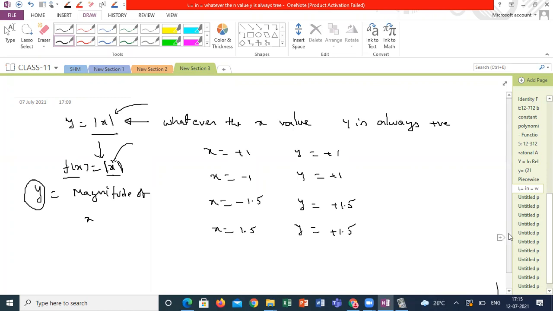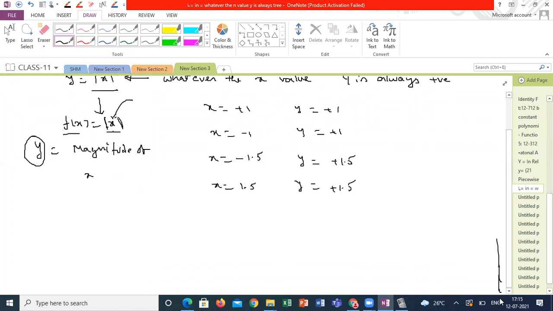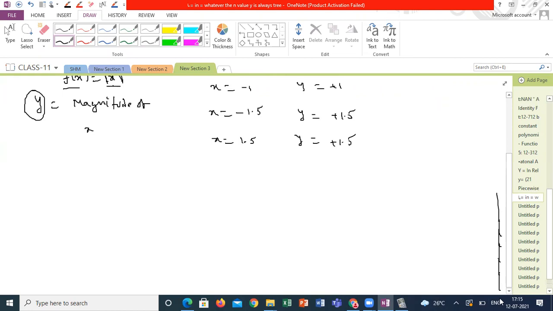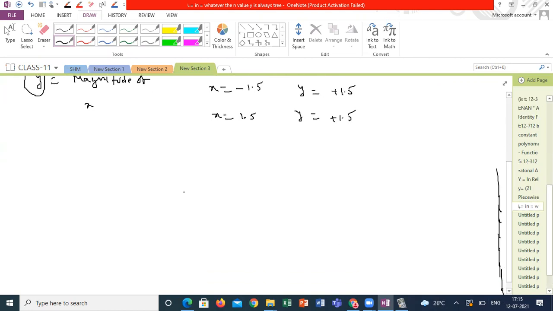Actually, how is this function defined? Mod x is a symbol with which we define this function as a single statement. Actually, if I split mod x into pieces, it is like this: minus x for x less than 0, 0 for x equal to 0, plus x for x greater than 0. Instead of writing pieces, I can represent it with a symbol. This piecewise function can be represented as mod x. Why mod x?